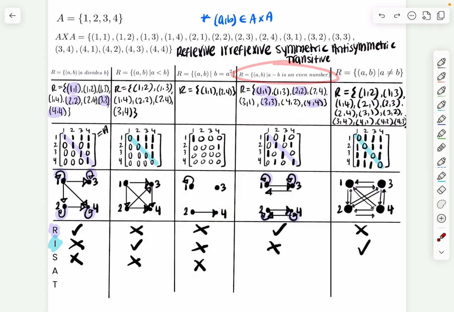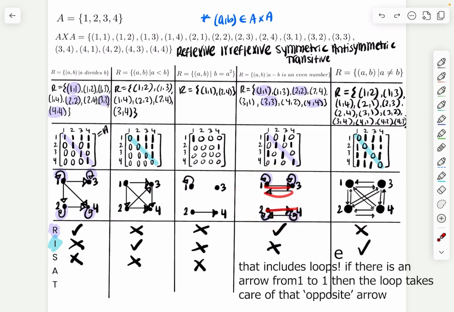Is this relation symmetric? Well, graphically, I see that there's one arrow from 1 to 3, and there's one from 3 to 1, and there's one arrow from 2 to 4, and there's one from 4 to 2. So when there's an arrow from one point to another, you have the opposite arrow, so it is symmetric.